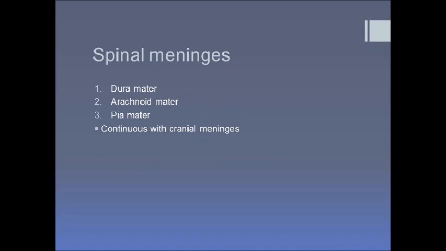Spinal meninges, so we have cranial and spinal meninges. They are continuous with one another. These are just layers of fibrous, membranous tissue that help to protect both our spinal cord and our brain. It's an extra level of barrier protection from foreign invaders. So, in order from superficial to deep, we have the dura mater, arachnoid mater, and pia mater.